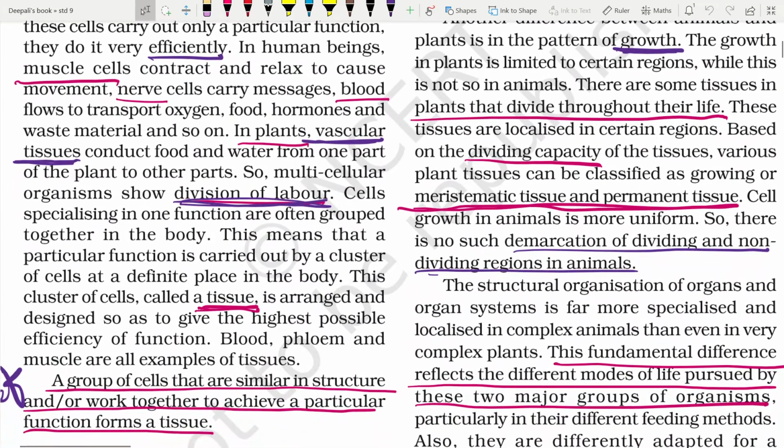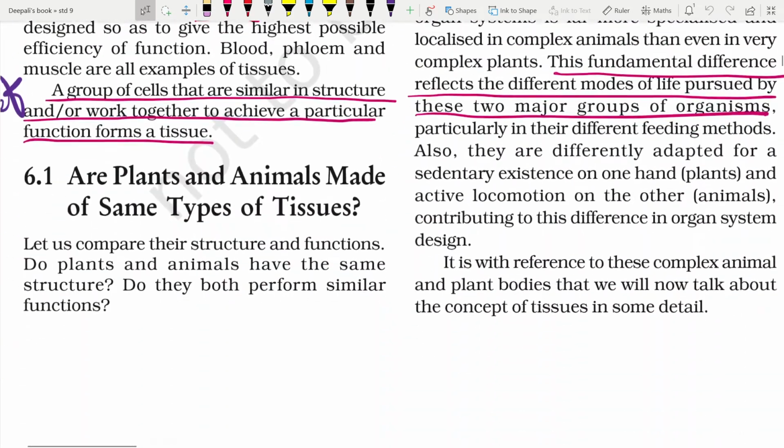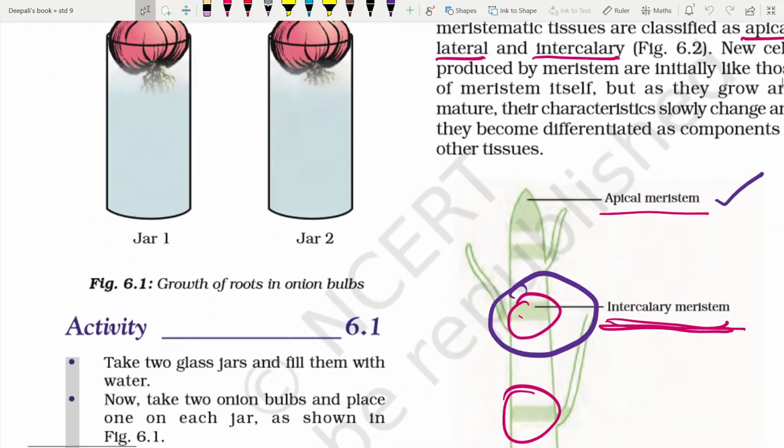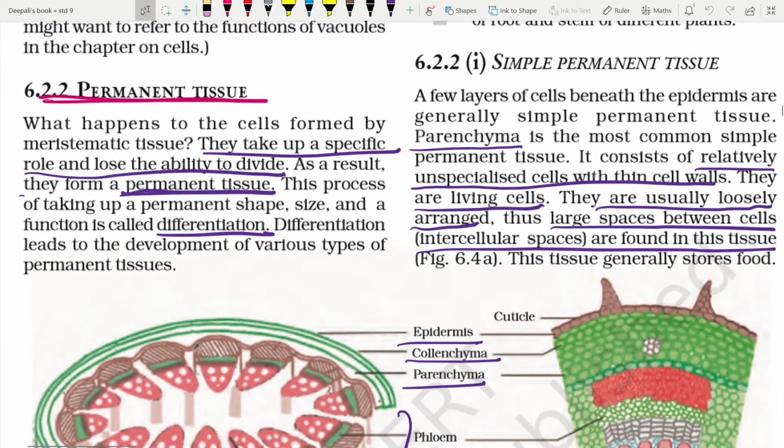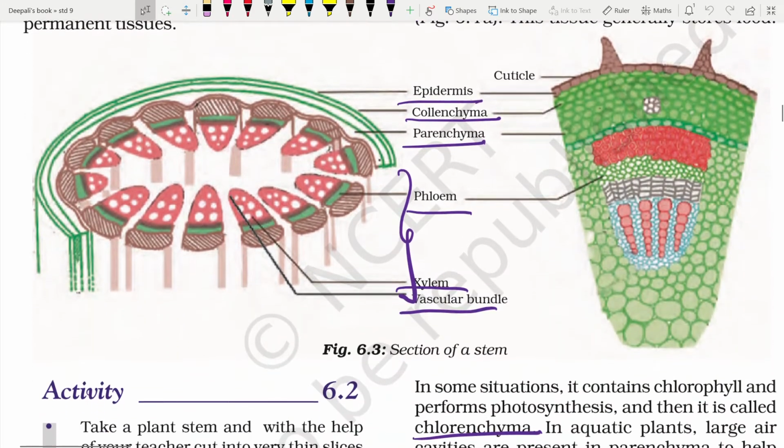In this third session of this chapter, let us talk about the complex permanent tissues. In the previous section, we understood that the meristematic tissues, when they lose their ability to divide, get converted into permanent tissues. And these permanent tissues are of two types according to their structure and function: the simple permanent tissue and complex permanent tissue. The simple permanent tissues are parenchymas of various types. They are the epidermis, collenchyma, parenchyma, etc.